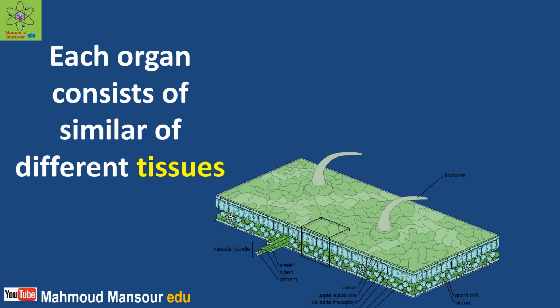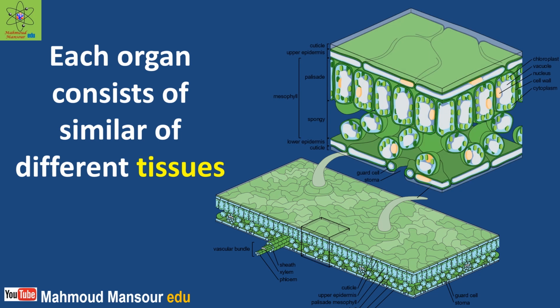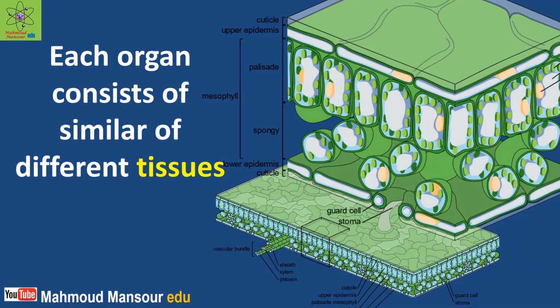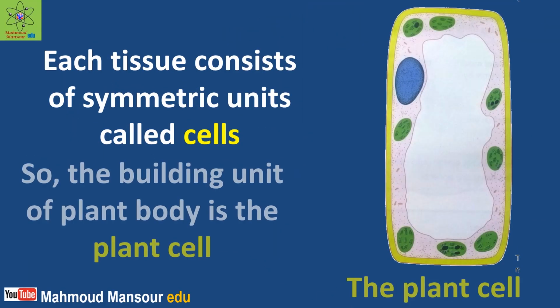This is a section in a leaf that shows the tissue which builds up the leaf. As you can see, this tissue consists of small units called cells. So the building unit of the plant body is called the plant cell.